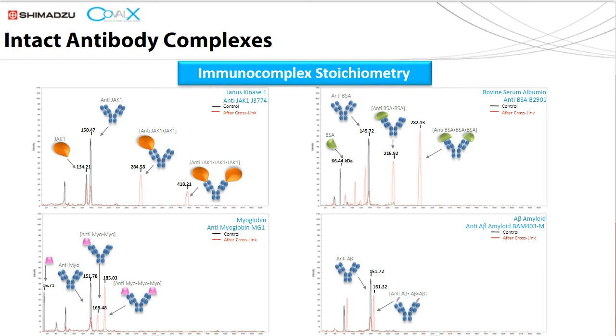On the top right, we see BSA forming a 2-to-1 complex, in this case out at 282 kilodaltons. Something smaller on the bottom left with myoglobin at 16, 17 kilodaltons. And finally, a small antigen of a beta amyloid fragment against a full MAB, showing the 2-to-1 complex at just 161, so a 5 kilodalton beta amyloid interacting.